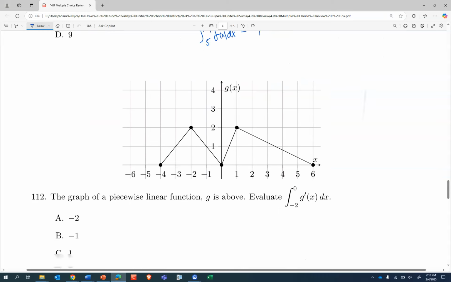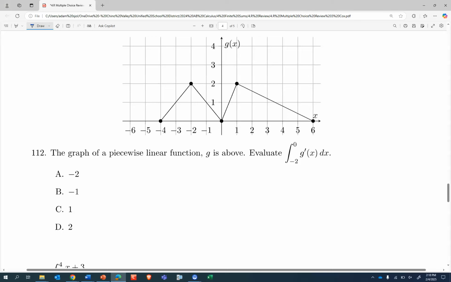Okay. Ooh, a graph. The graph of a piecewise linear function g above, evaluate the definite integral from negative 2 to 0. Okay, so this, we're simply asked, oh, of g prime. Gosh darn it, you almost got me.